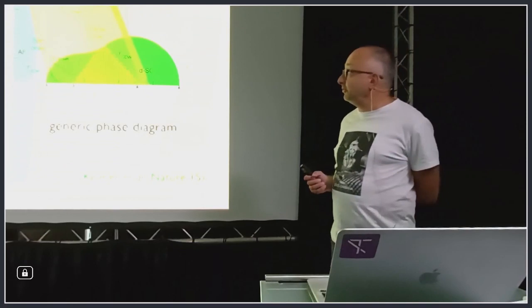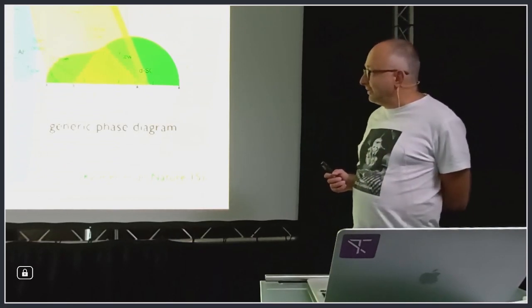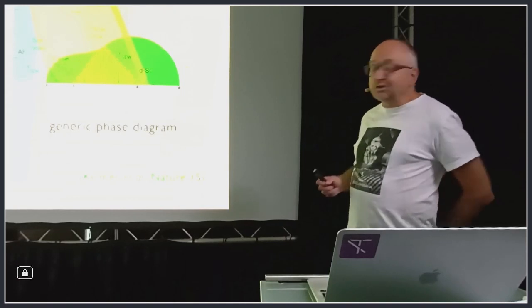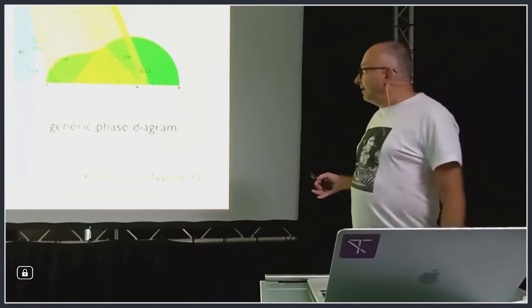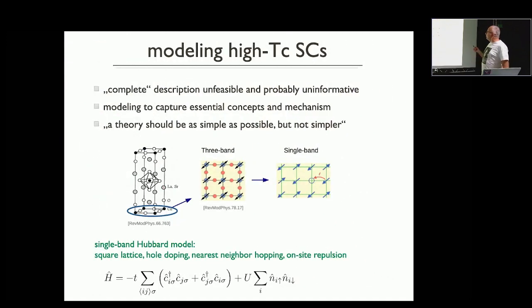Well, high temperature superconductors have been around for more than 30 years now, and the typical structure is relatively complicated. The generic phase diagram I just showed, a typical one, is also very complicated, and the question is, how can we capture that as theoreticians without going into all the details? A complete description would anyway be unfeasible, and probably you wouldn't even learn too much if you knew what each and every electron is doing.